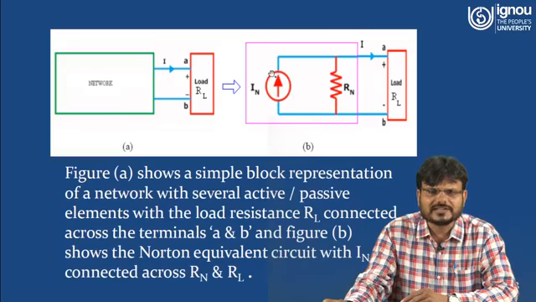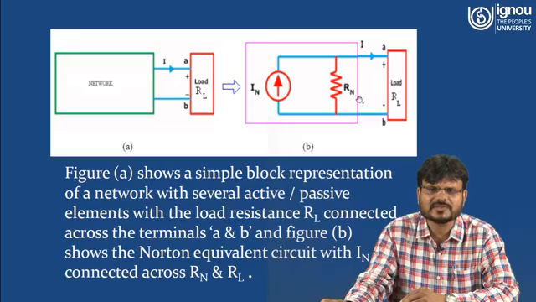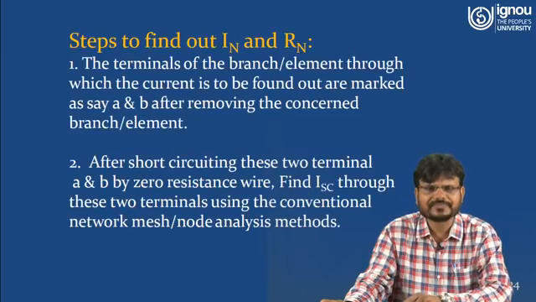The current IN will be divided in these two paths, that is, the current flowing through the resistance RN and the current flowing through RL. So IL is equal to IN multiplied by the resistance of the opposite branch, that is RN, upon the summation of the resistances of these two branches. One branch is this one, another branch is this one. So IL is equal to IN times RN upon RN plus RL.